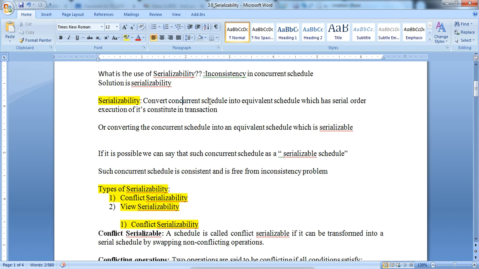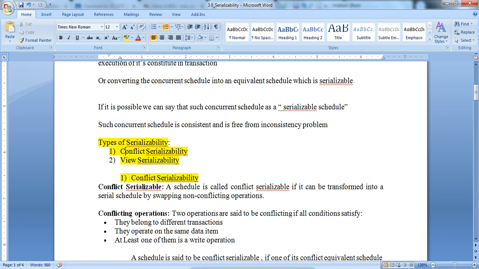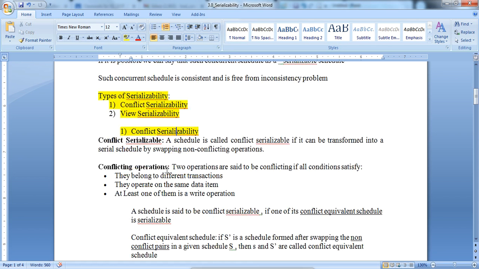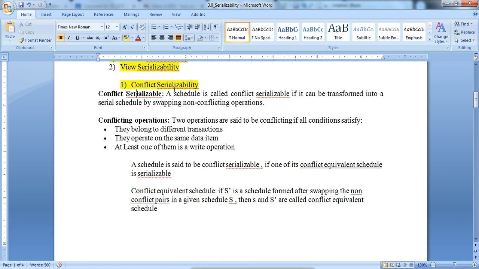We need to verify whether the concurrent schedule can be converted into an equivalent schedule, and that equivalent schedule should be a serializable schedule, and then we can accept it. There are two types of serializability, conflict serializability and view serializability. Now we will look at conflict serializability. A schedule is called conflict serializable if it can be transformed into a serial schedule by swapping non-conflicting operations.